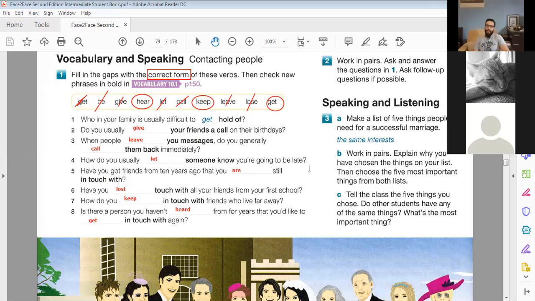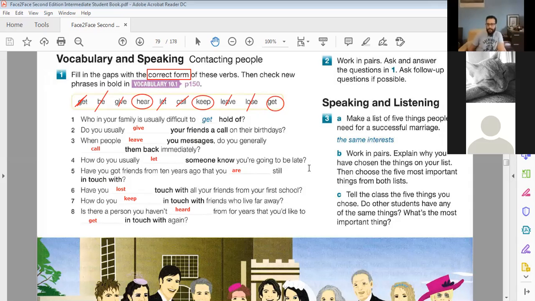Okay. Noha, you can choose 2 or 3 questions if you're interested in asking Ibrahim about how he contacts people. So let's find out. How do you usually let someone know you're going to be late? Sometimes I send the messages, or it depends on the person. If I know he doesn't read his messages, I'll call him, or maybe send a message and call them at the same time.